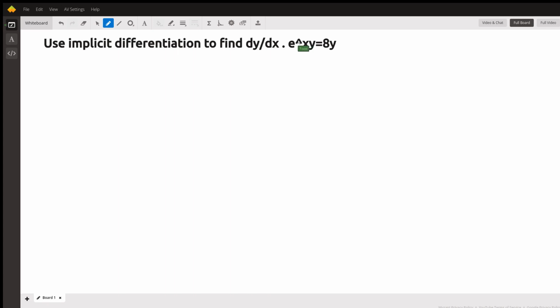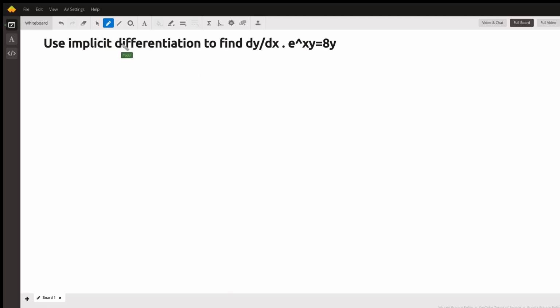That's an outside function. And then you have xy, which is an inside function. So we have to use the chain rule. Also notice when we find the derivative of the inside, when we're finding the derivative of xy, we have to use the product rule. So it's kind of complicated, but we can do this.